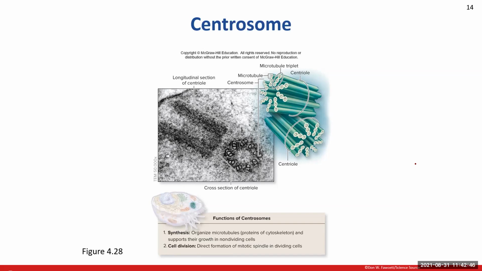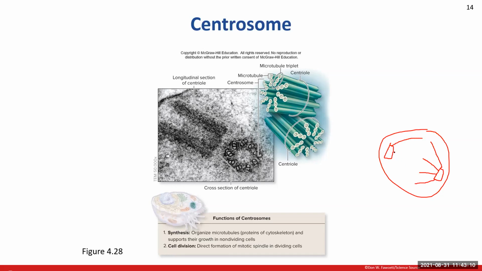The centrosomes would appear when it was time for the cell to divide, and they would go to opposite ends of the cell. So here's your cell, and one centrosome would go over here, the other centrosome would go over here. And what they would do is they would shoot out these little spindles towards the center of the cell.